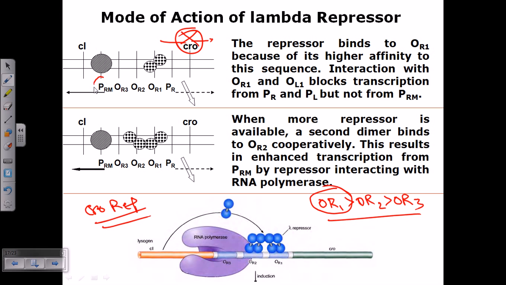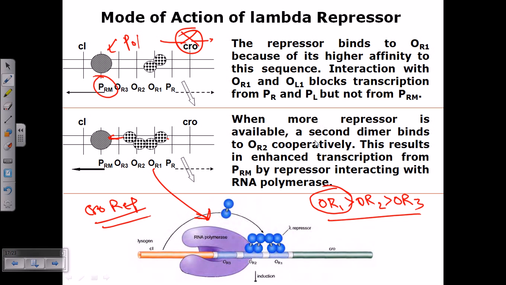It will promote all the other proteins required to finally turn into the lysogenic cycle. So they will start the promoter PRM here. The polymerase will come and bind to the promoter PRM and will start transcribing genes present in the left-hand direction in this picture. Now when more repressor is available, a second dimer binds to OR2 cooperatively. As it binds to OR2 cooperatively, this results in enhanced transcription from PRM by the repressor interacting with the RNA polymerase. As a result of this interaction, visualized by this image here, the RNA polymerase is enhanced to act properly. So here the repressor first binds to OR1.